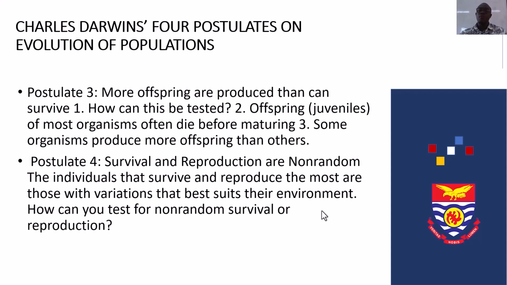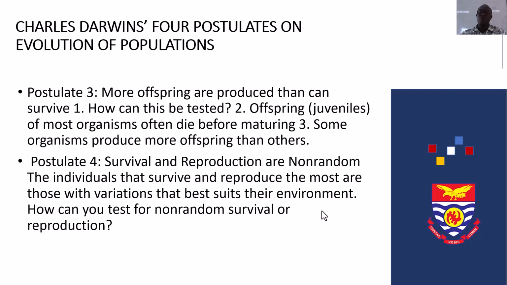Postulate 3, more offspring are produced than can survive. How can this be tested? 2, offspring as juveniles of most organisms often die before maturing. 3, some organisms produce more offspring than others.